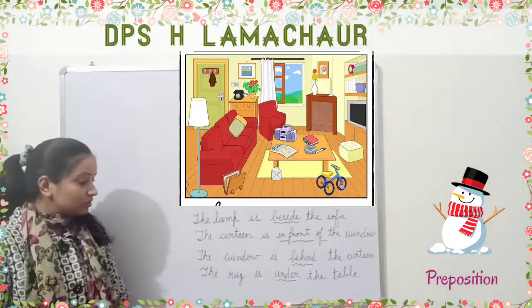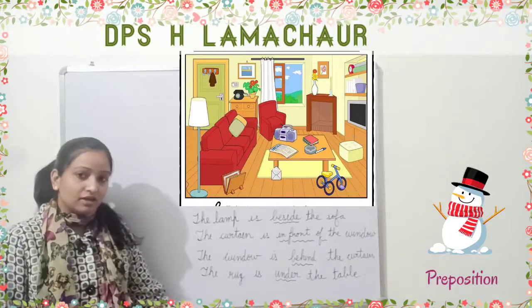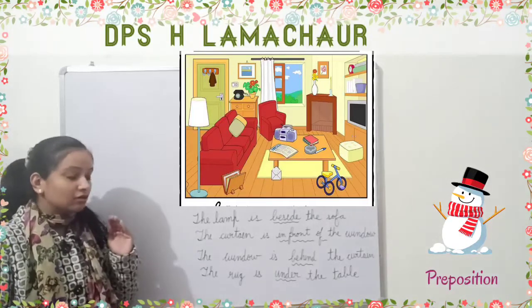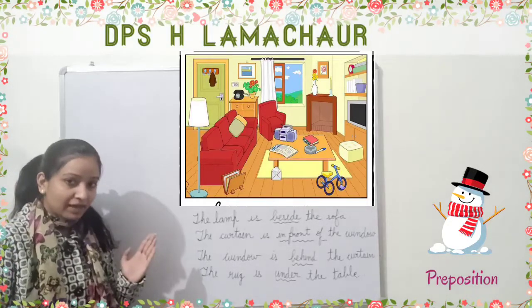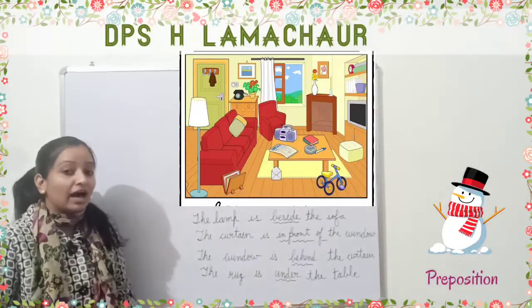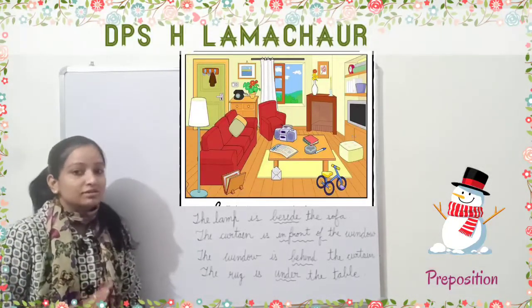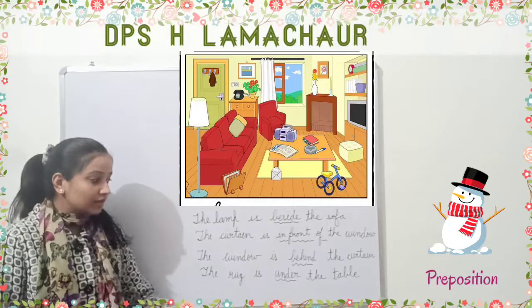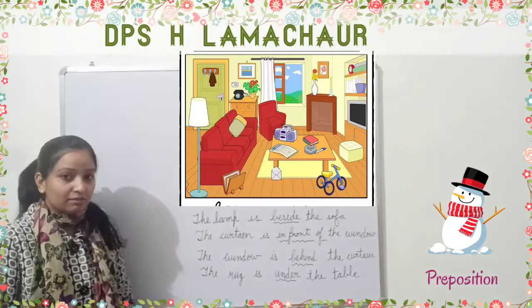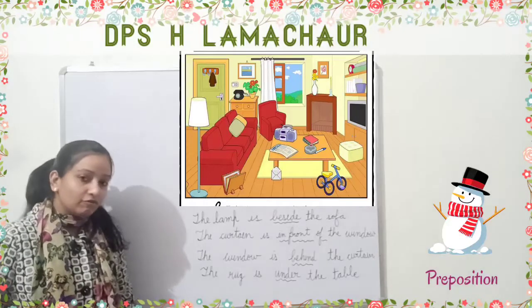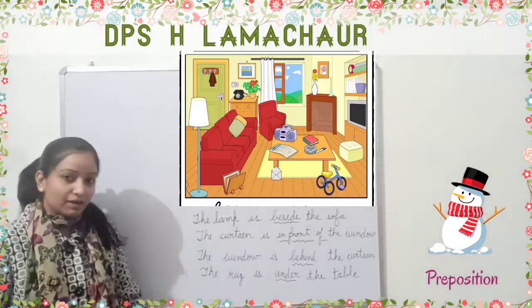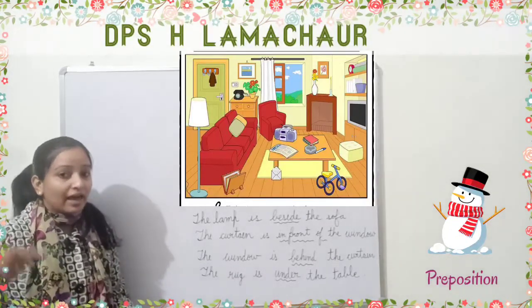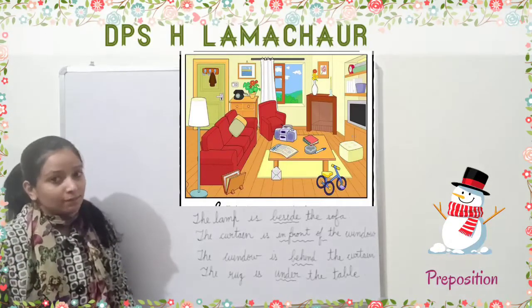In another way we can also say that the window is dash the curtain. You can see easily that the curtain is in front, and the window is at the back. So in such a case we use behind. Behind means at the back of something. The window is at the back of the curtain. Instead of that we can say that the window is behind the curtain. Behind means at the back of something or someone.